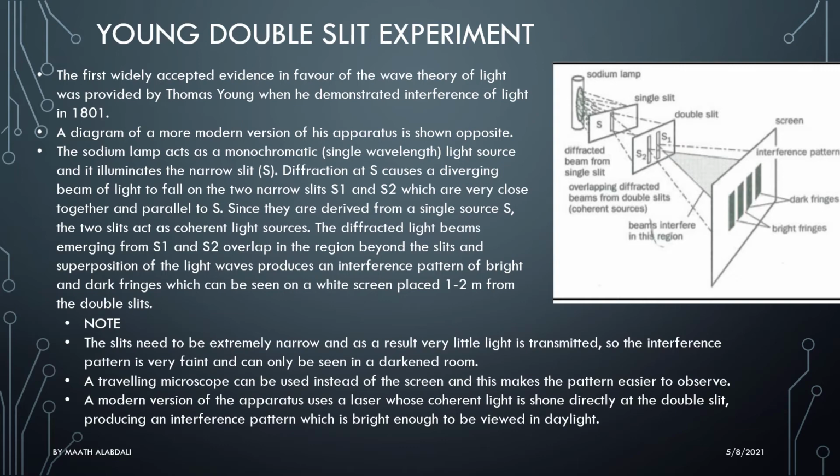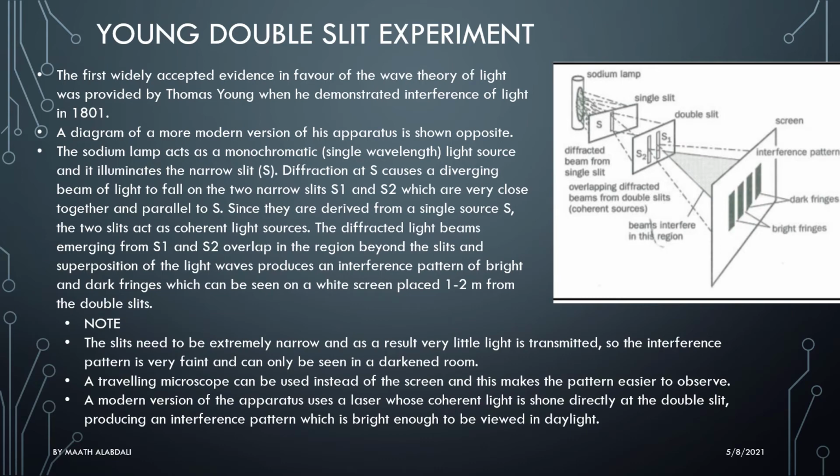Now, one thing you have to know is that the slits need to be extremely narrow, and as a result very little light is transmitted. So the interference pattern is very faint and can only be seen in a darkened room. A traveling microscope can be used instead of the screen, which makes the pattern easier to observe. The modern version of this apparatus uses laser light instead of a sodium lamp. Coherent light is shone directly at the double slit, producing an interference pattern bright enough to be viewed in daylight.